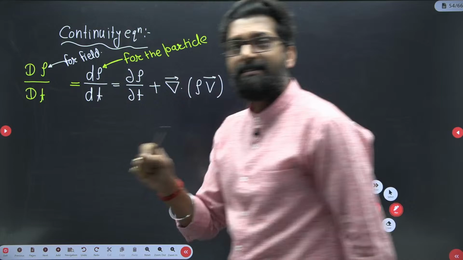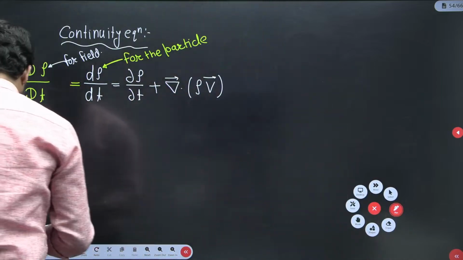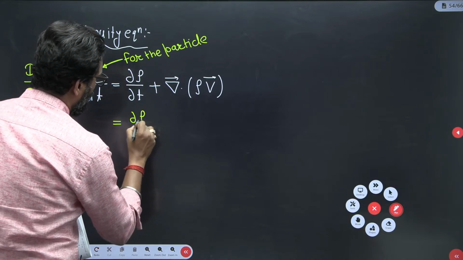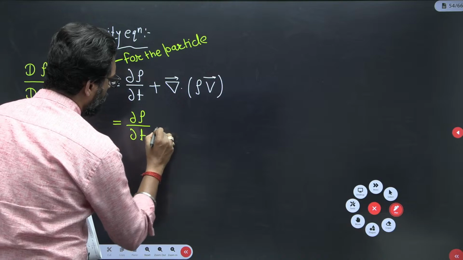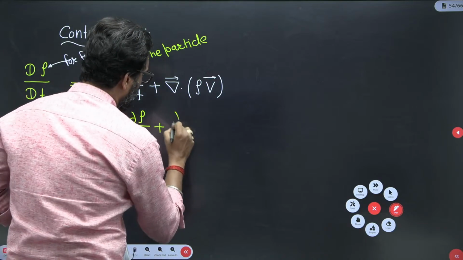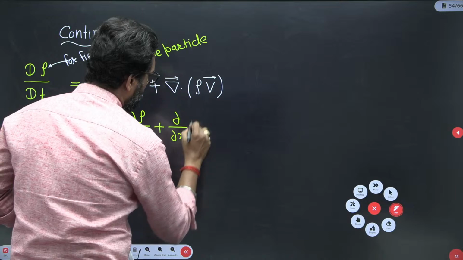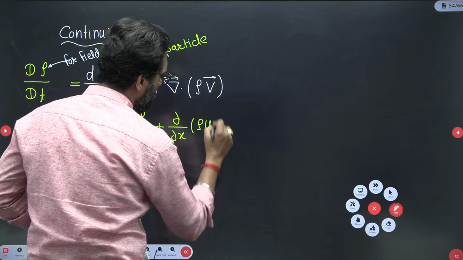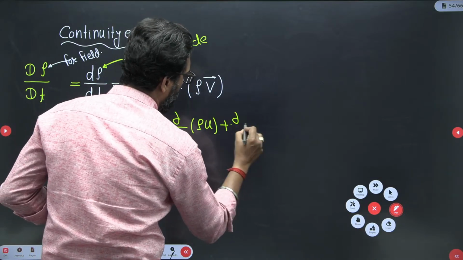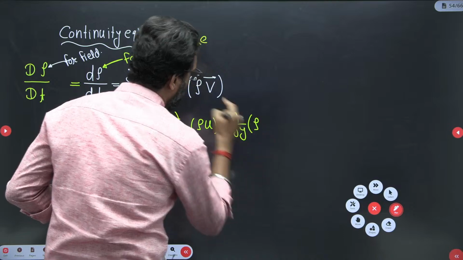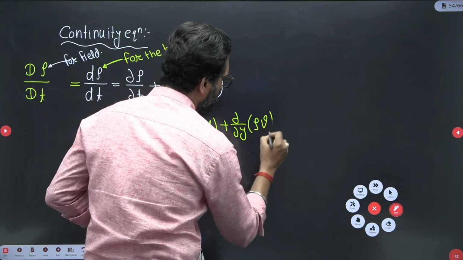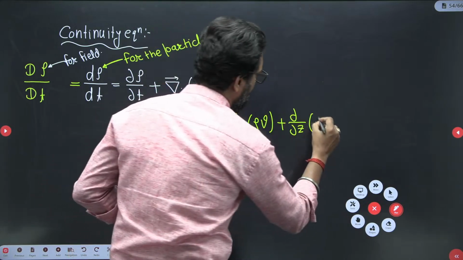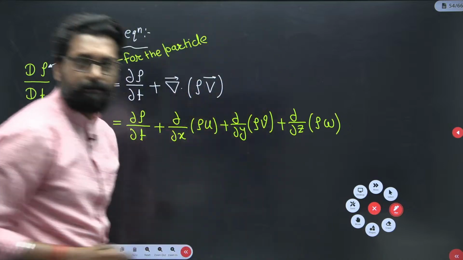Now, how to explain this one? If we take this one, d rho by dt, how to write this one, beta? Dou by dou x of rho times the velocity component in x direction, u, plus dou by dou y of rho times the velocity component in y direction, v, plus dou by dou z of rho times the velocity component in z direction, omega. Clear? You can explain this one.